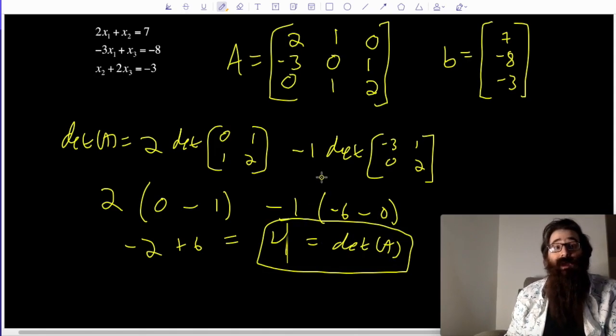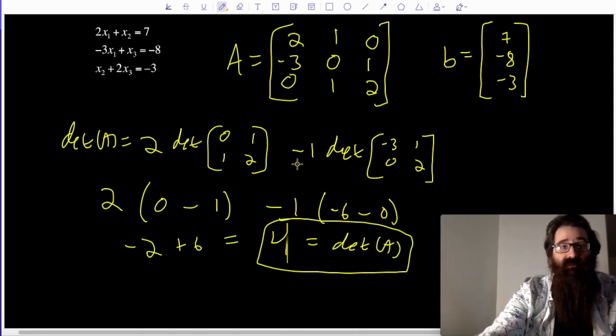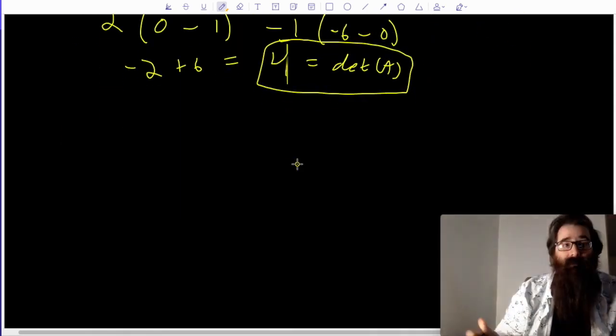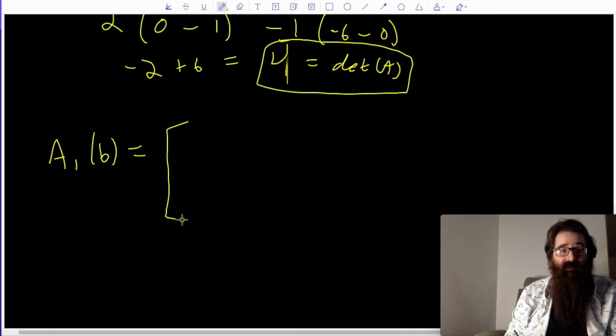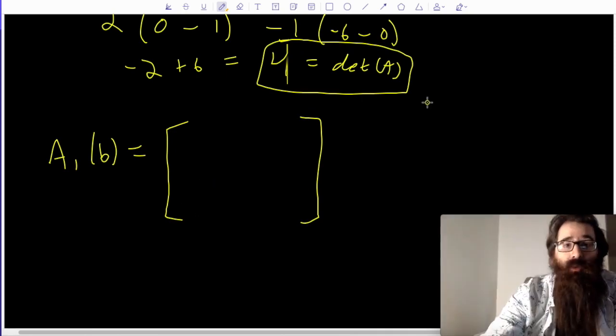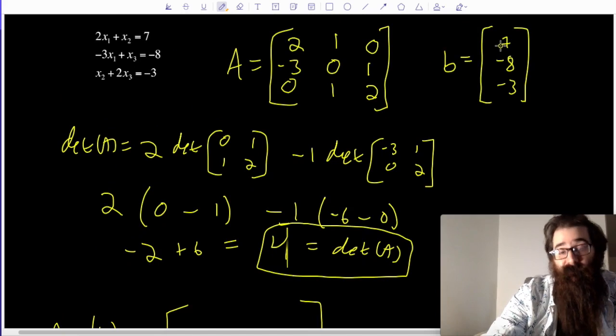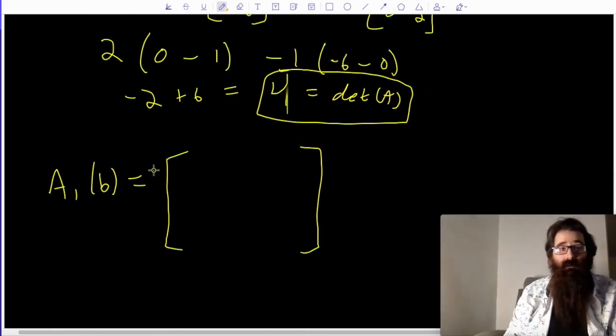From here, I'm ready to talk about the other pieces that I need, and I have to build those. So first I want A sub 1 at B. And remember what this means. This means go to the first column and replace the first column with column vector B. Now what is vector B, I should say? That's 7, negative 8, negative 3.